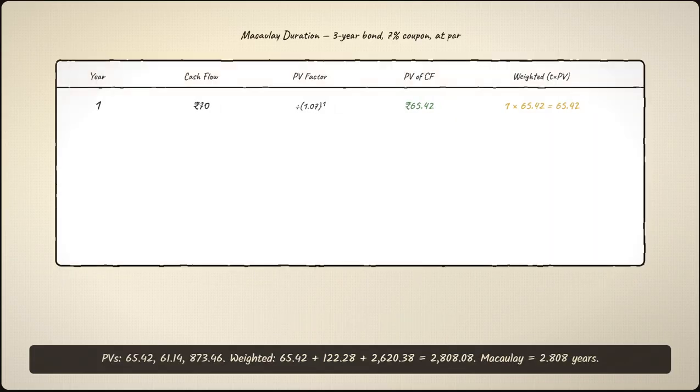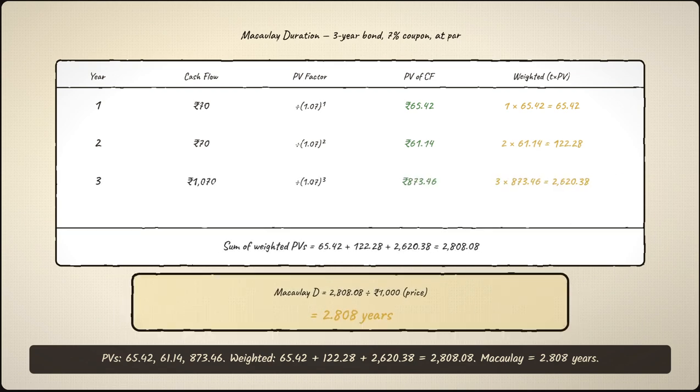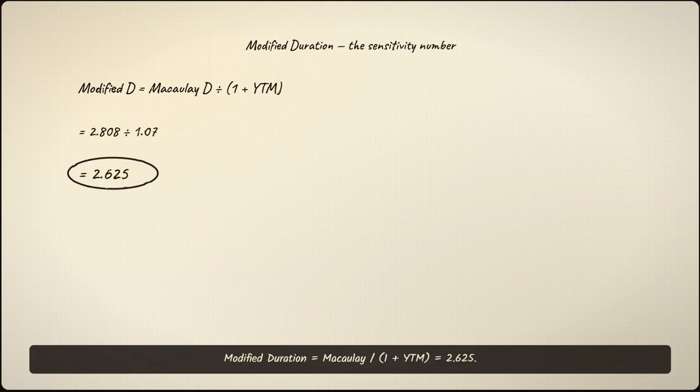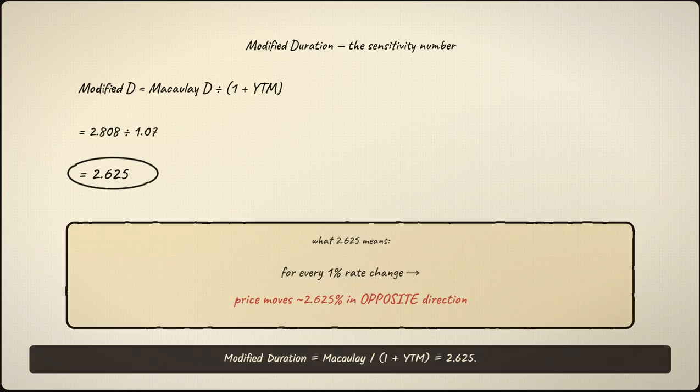Let's calculate Macaulay duration for a simple 3-year bond. So even though this bond matures in 3 years, the effective duration is only 2.808 years because some cash flows arrive earlier as coupons. Now, modified duration equals Macaulay duration divided by 1 plus yield to maturity.